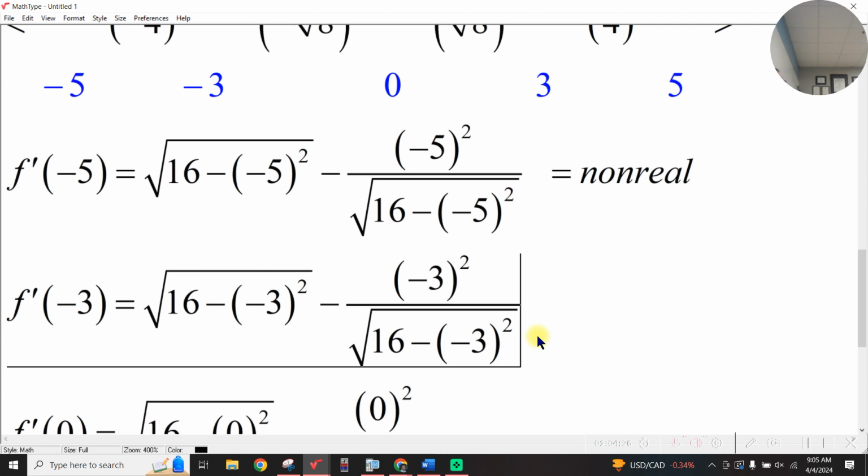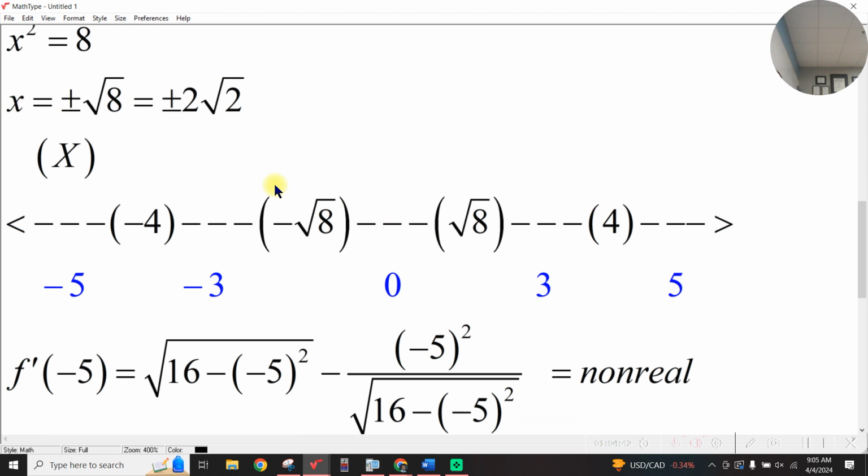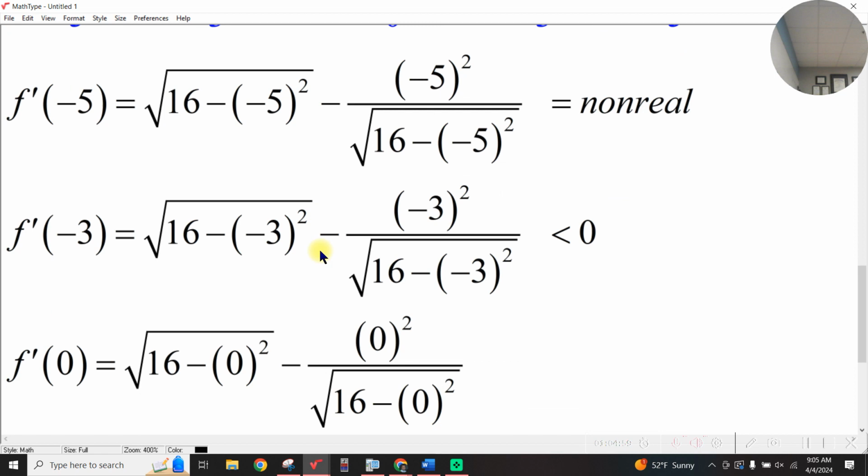Does anybody happen to know what you get when you plug in negative 3? I don't really care what exactly it is. I just care that when I plugged in negative 3, I got negative. On the test, if you write this out, and then write maybe a minus or a less than zero, something like that, as long as I see this and this, I'm good.